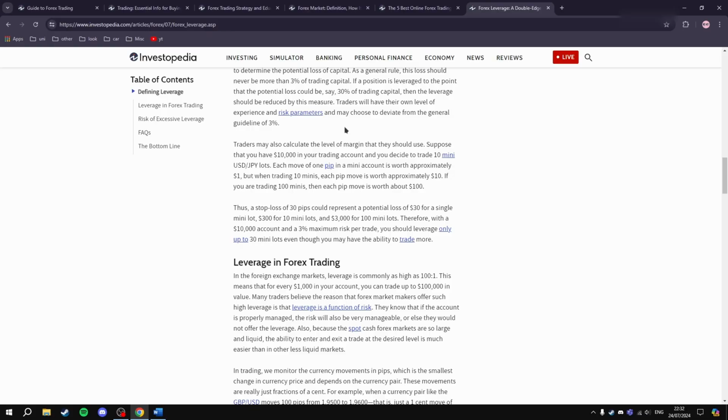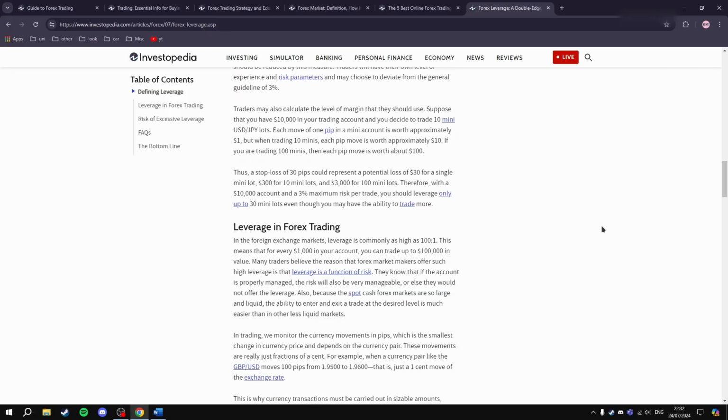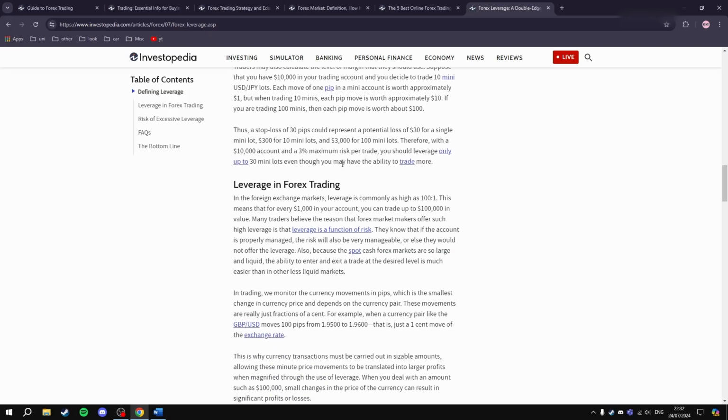Therefore, with a $10,000 account and 3% maximum risk per trade, you should leverage only up to 30 mini lots, even though you may have the ability to trade more. 30 mini lots. So 30 times 30, because it's $30 for a single mini lot, 30 mini lots is 900.